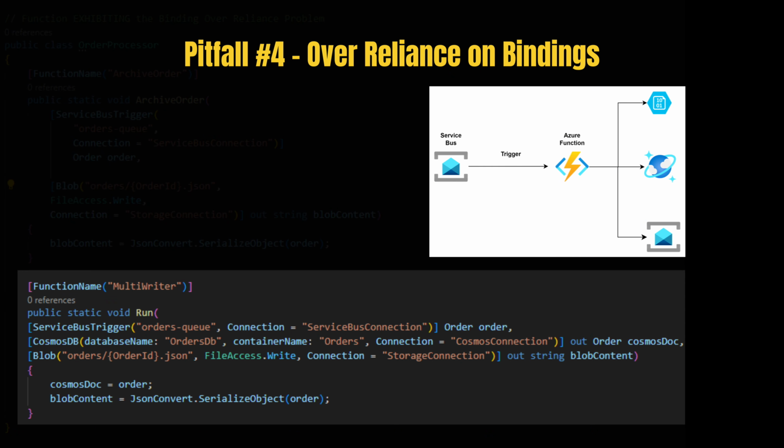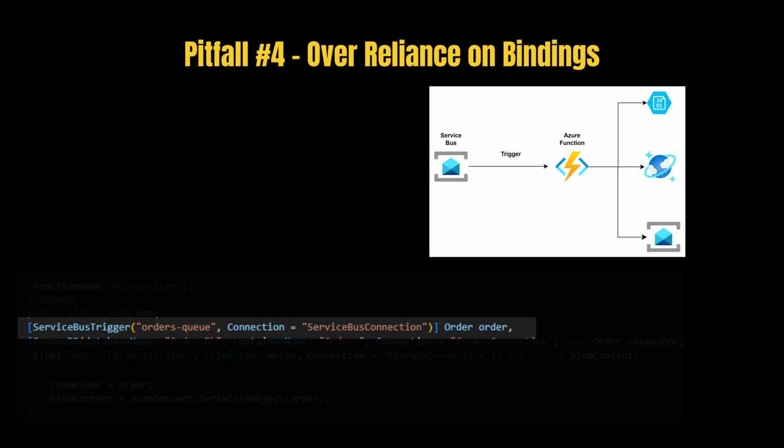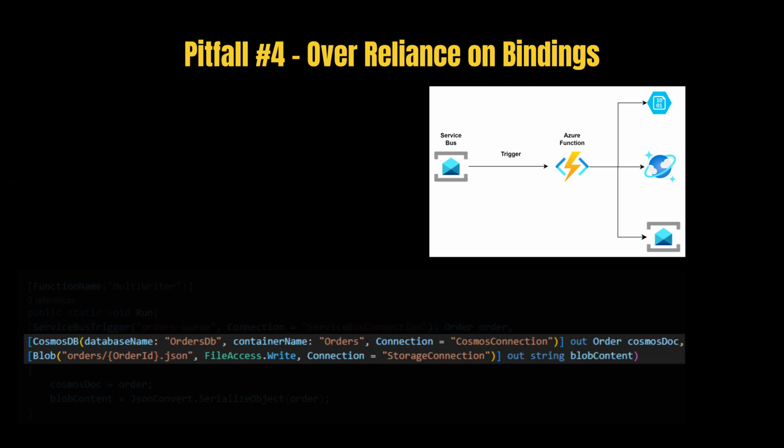So, in this function, you're seeing there's a Service Bus trigger. This function is woken up by the Service Bus trigger whenever a message arrives in the orders queue, specified by this particular Service Bus connection string. Then you have two output bindings, one for Cosmos and one for Azure Blob.